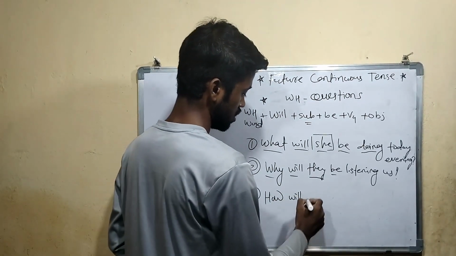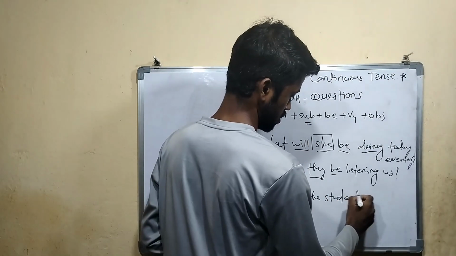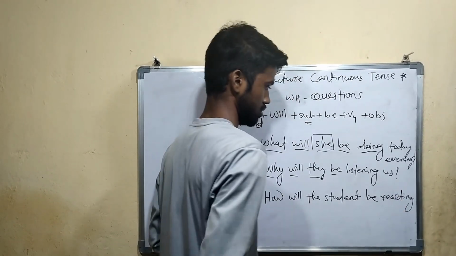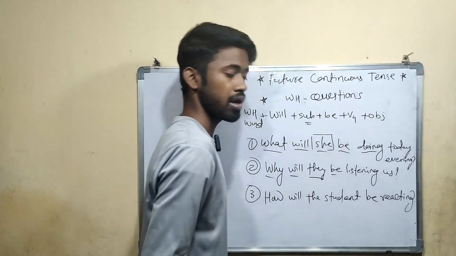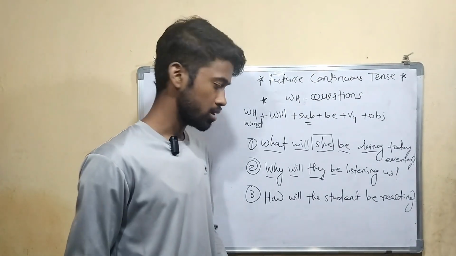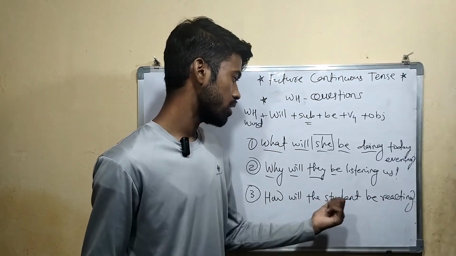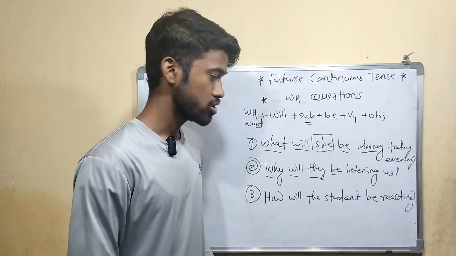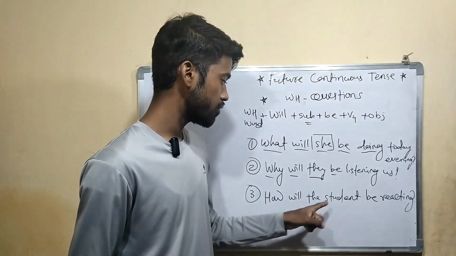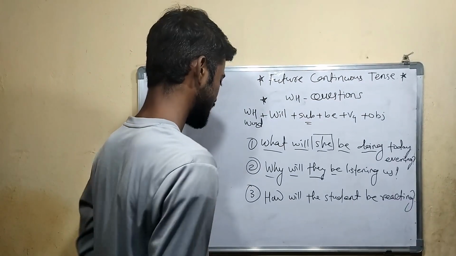How will the student be reacting on this surprise? This much only I'll write. The remaining part you can add, the objects you can add. Even if you write up to the main verb, that's fine. So how will the student be reacting? What can be the answer? You have to comment it down. Here, WH word followed by helping verb, after that subject, be plus fourth form of verb. Okay, let's take one last example.